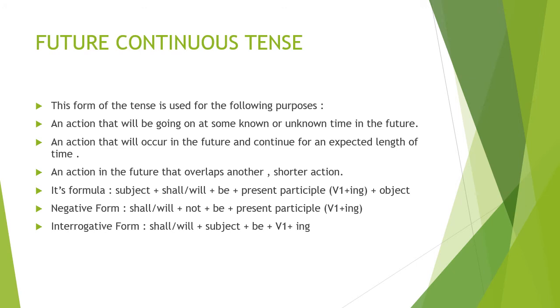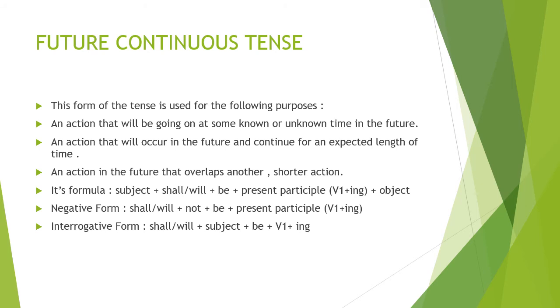How to form negative one? You have to add only not. Shall or will plus not plus be and present participle after that. Present participle means what? First form of the verb plus ing.